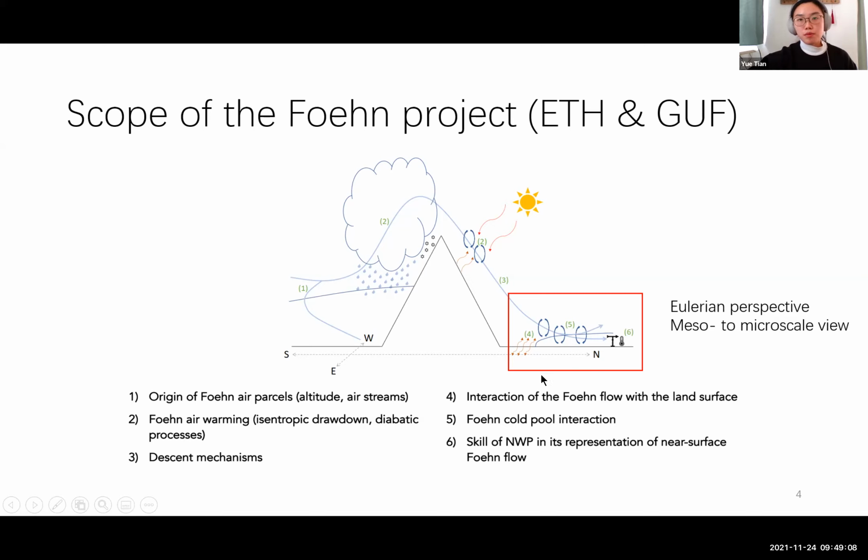So you can see that this includes the interaction between foehn and the land surface, and with the cold pool in the valley. And we will also evaluate the skill of the NWP model, in our case the Cosmo model, in its representation of near-surface foehn flow. And in this presentation, I will mainly focus on number 6.